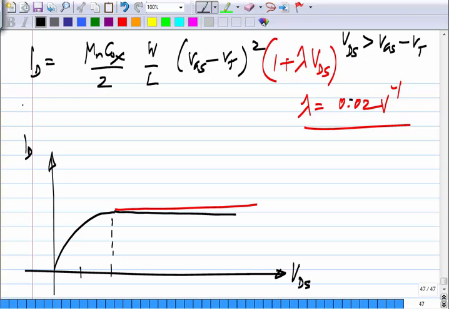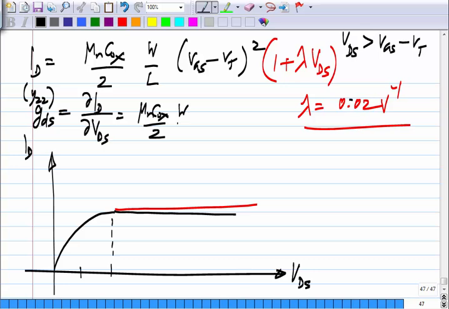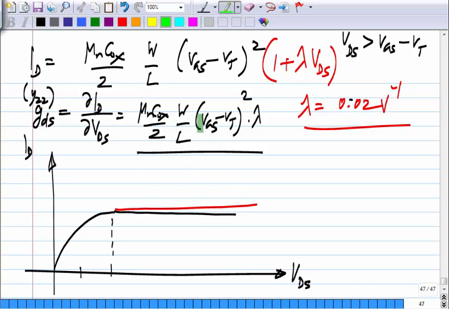Very easily see that this Y22, which by the way is denoted by GDS, that is the conductance between drain and source in a MOS transistor, is the partial derivative of ID with respect to VDS, and that is mu n C ox by 2 W by L VGS minus VT square times lambda. Okay. Now, lambda is some small number, but definitely not 0. So, now this means that the output conductance of the MOS transistor is not 0.